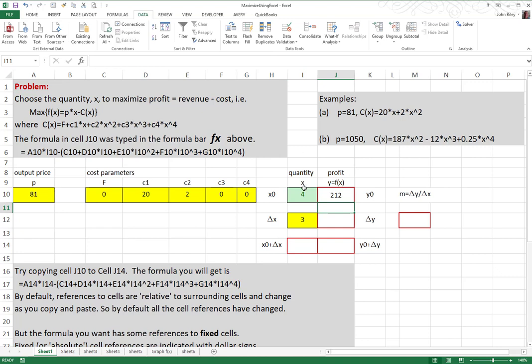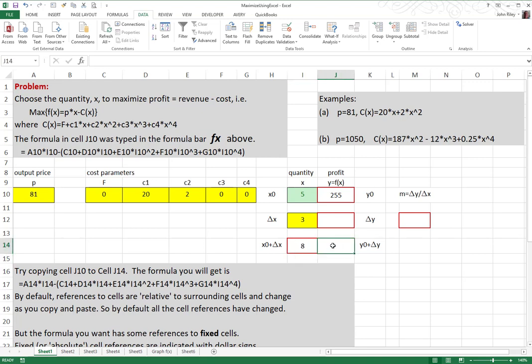To figure out the maximum, we could just try different numbers, say 5, and say, that's better. The profit has gone up to 255. I'm going to improve on that. I'm going to consider an increment, pick any number you like. I've chosen 3 here. And then we're going to compute the profit at that incremental output. If we add to 5 the increment of 3, so right now equals, here's our first formula, equals this quantity plus this quantity, enter. And now we've got two numbers, x0 and x0 plus delta x, and we need to put the formula in here.